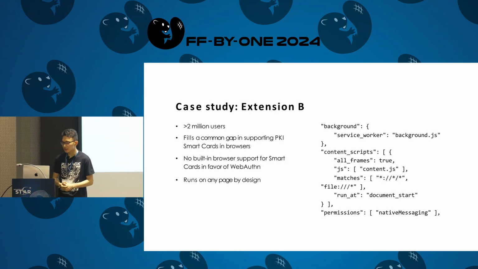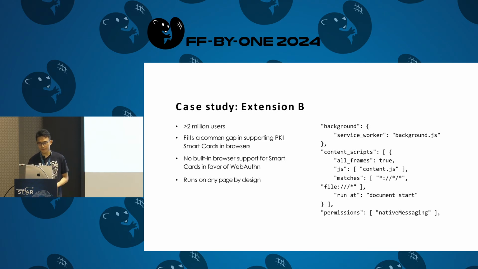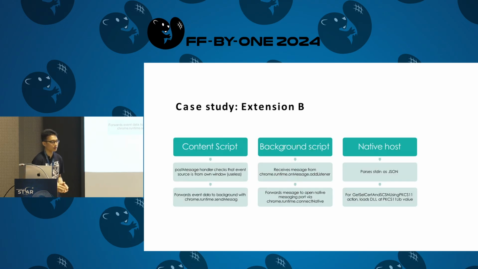In this case, as you see, we just use the star for the scheme, the URI, and the path as well. And fairly standard, you can see that they have permissions for native messaging. So let's try to link this up all together. We'll start with the content script. What the content script does is that it checks, they try to be secure.